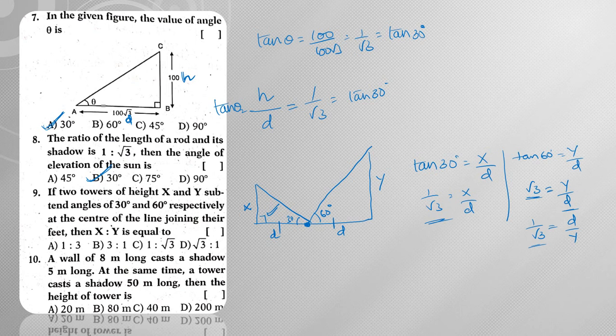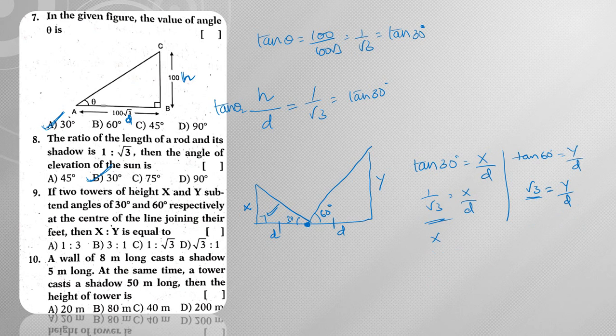Now, what can I do? So x by d is equal to d by y. So from this, xy is equal to d square. Xy is equal to d square. But what did he ask? He's asking the ratio, right? So no need of doing this. He's asking you to find out the ratio.